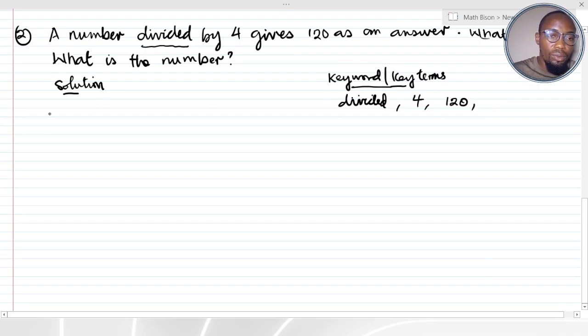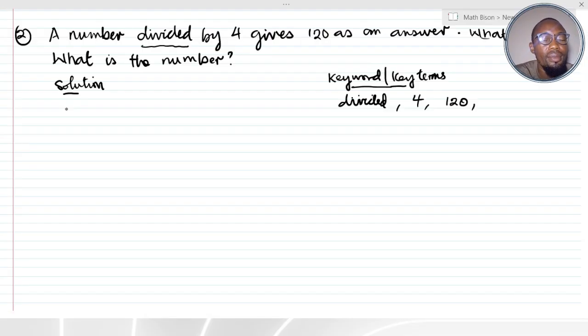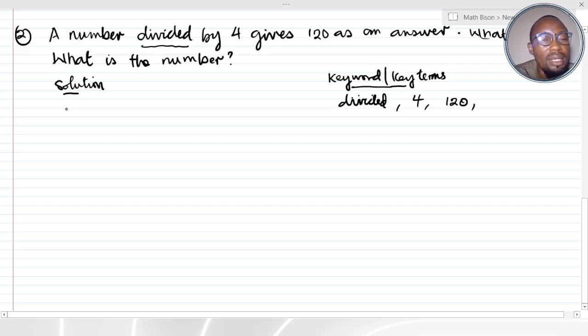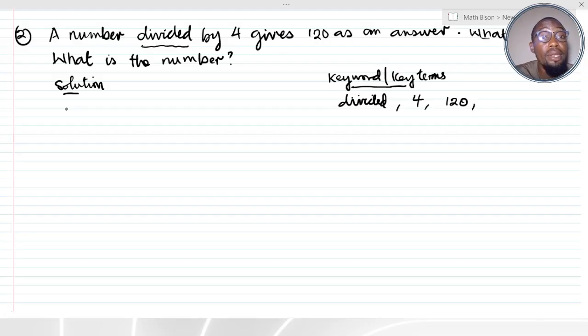Now, what next should we do? Let's extract what we are given. We are given divided, something is divided, we're given 4, we are given 120. So how do we manipulate all of this? Before manipulation, you need to seek interpretation. Try to understand, try to interpret what you have understood in your own words before you can do anything. A number divided by 4 gives 120.